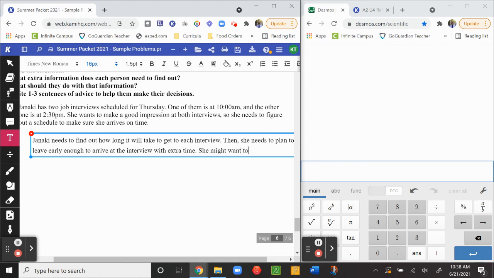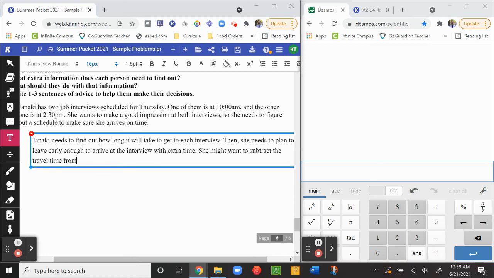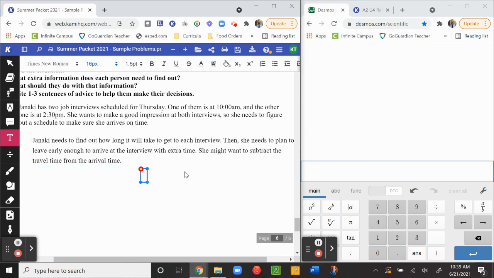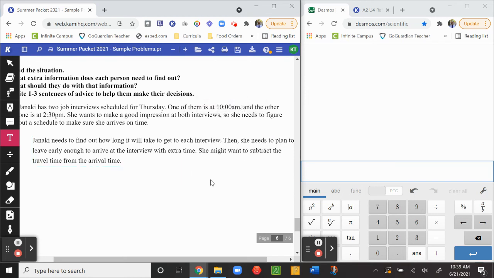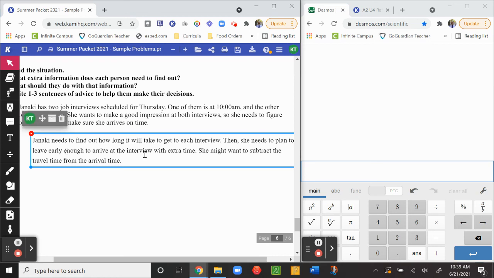She might want to subtract the travel time from the arrival time. So that is one way that Janaki could go about solving her problem. She'll need to find some extra information, like how long it's going to take to get to each interview. Then she can do some mathematics to help her plan. And that's what I'm looking for in this type of problem. Read the situation and give the person advice.